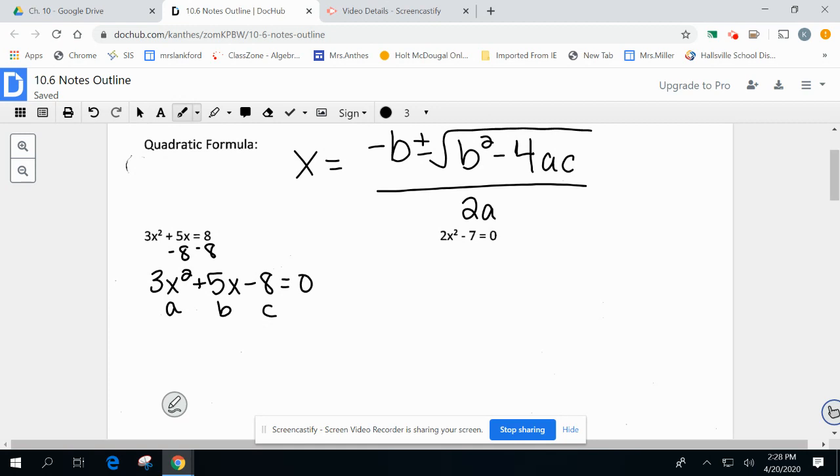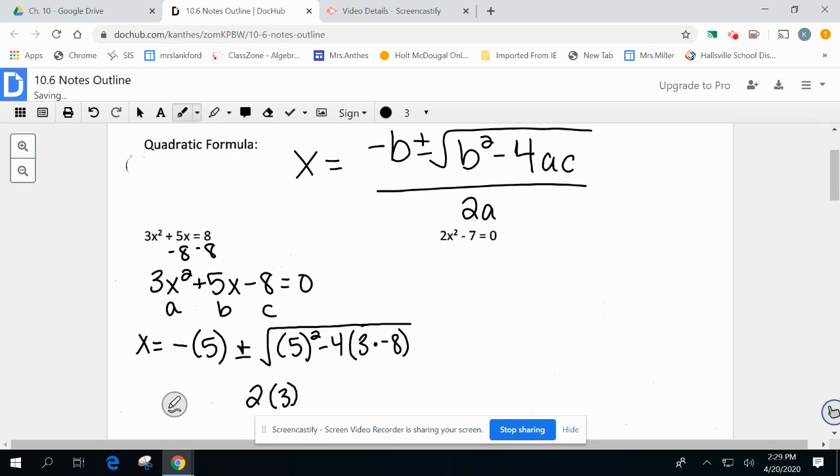So I'm going to have x equals negative b, so negative 5, plus or minus the square root of b squared, so 5 squared, and I'm going to always use parentheses there, minus 4 parentheses a times c, so 3 times negative 8, and this is all over 2 times a, so 2 times 3.